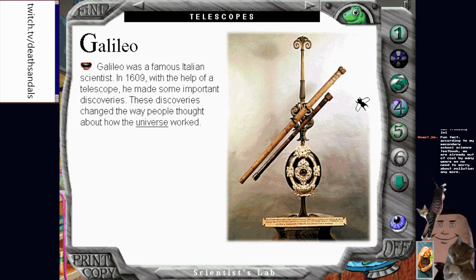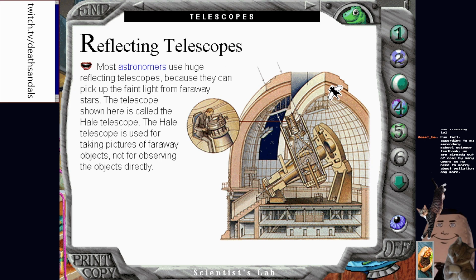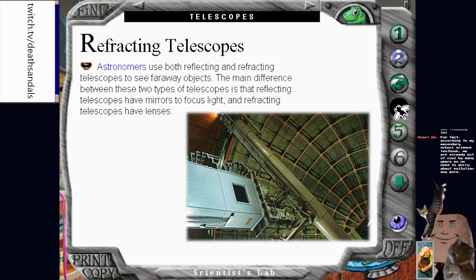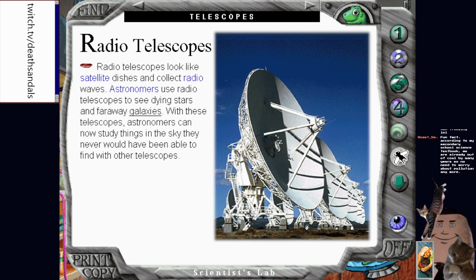Galileo was a famous Italian scientist. In 1609, Galileo figure... Reflecting telescopes. Most astronomers use huge reflecting telescopes because they can pick up the faint light from faraway stars. Refracting telescopes. Radio telescopes.